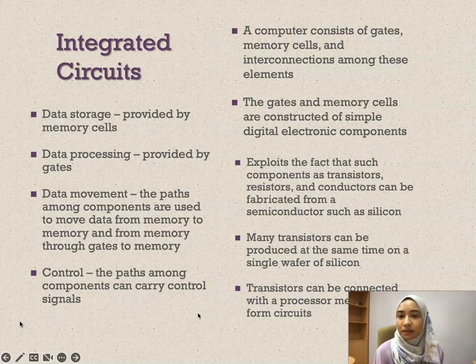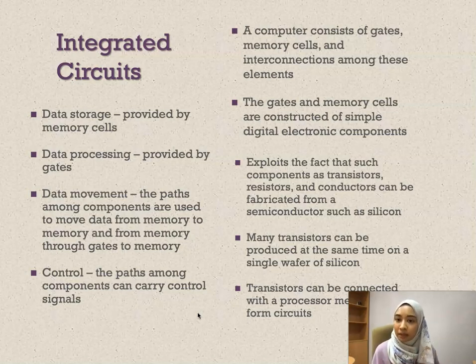Okay, so we can relate this to our basic 4 elements, or the 4 capabilities of a computer, which are data storage, data processing, data movement, and also control. Data storage is provided by the memory cells of the integrated circuit. Then we have data processing provided by the gates. Remember, if A and B are true, then C must be true, open. Or if it's not true, then it stays closed. So this is where the processing happens, at the gate.